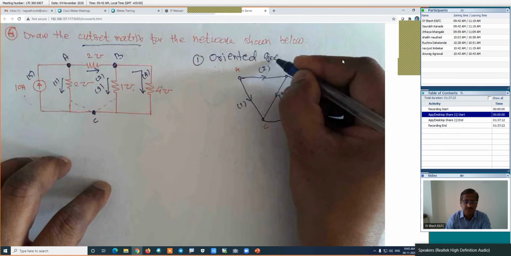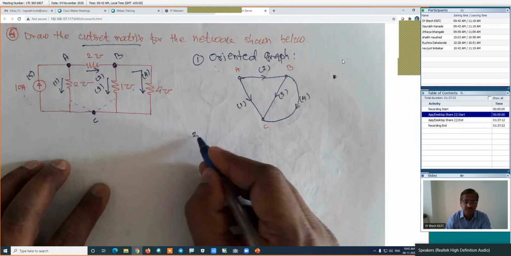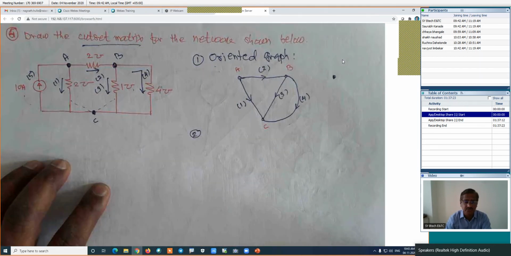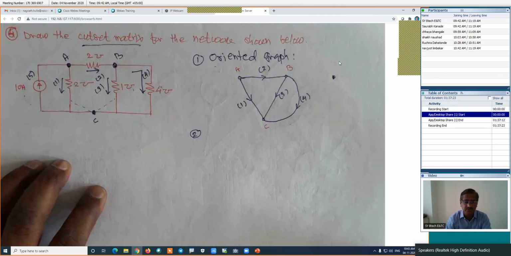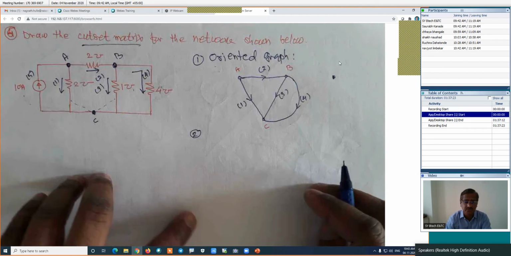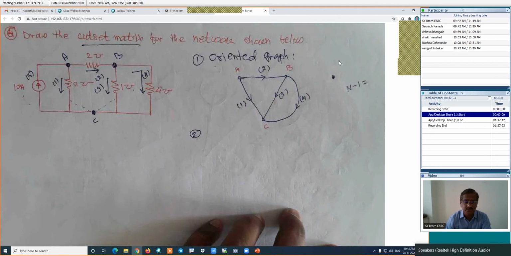Oriented graph. Is it right? The second point is nothing but selection of a tree. We will select a tree. How will the tree be? Now look at the formula for the number of tree branches. The number of tree branches is given by the formula n minus 1. What is n? n is the number of nodes.